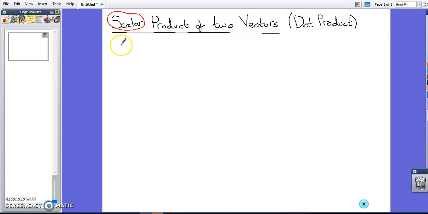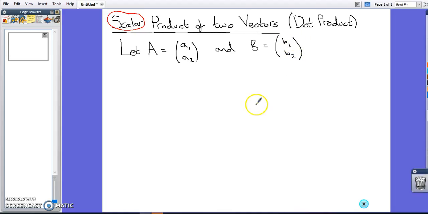Now let's start with some vectors. So let's have A being A1 and A2 as its two components, and B being B1 and B2 as its two components. So in class we looked at addition and subtraction of vectors. It shouldn't come as much of a surprise as we're looking here at a product that we're going to be multiplying these two vectors together.